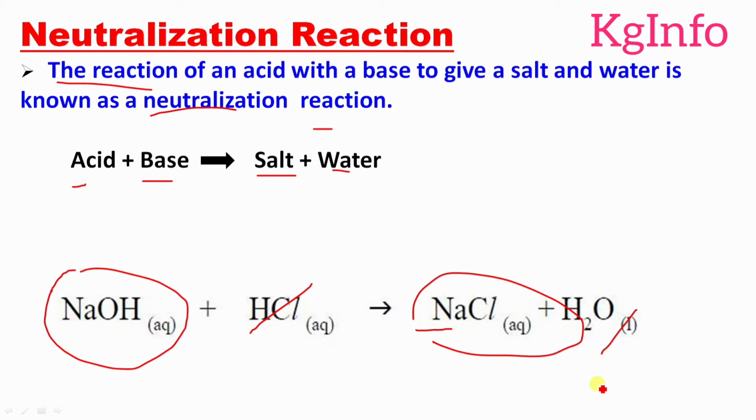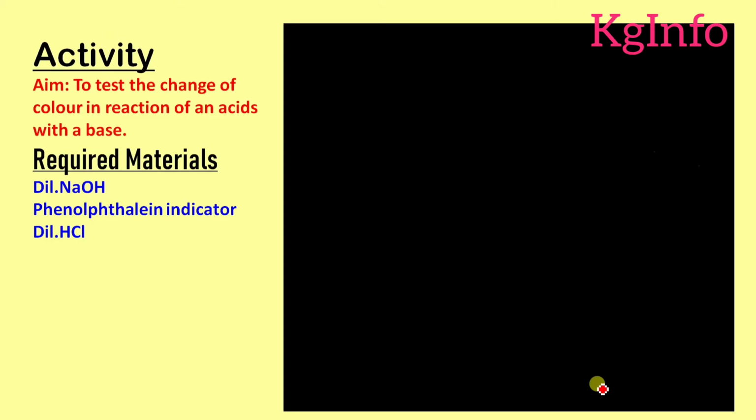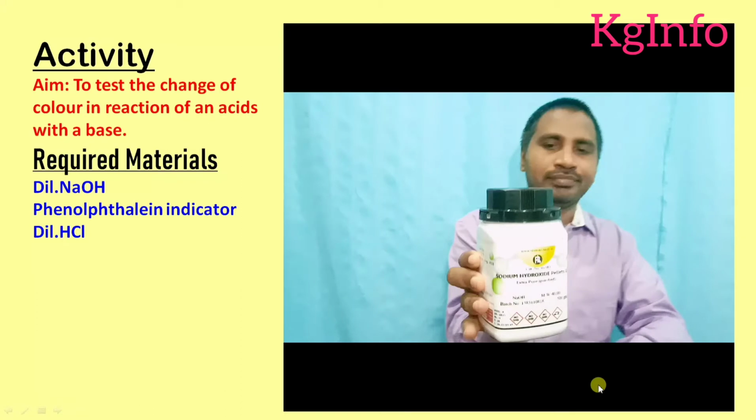So, children, this is an example of a neutralization reaction. Now we can learn the neutralization reaction with an activity. Let us do a small activity to understand the neutralization reaction in our laboratory. What is the aim of this activity, children? The aim is to test the change of color in the reaction of an acid with a base.